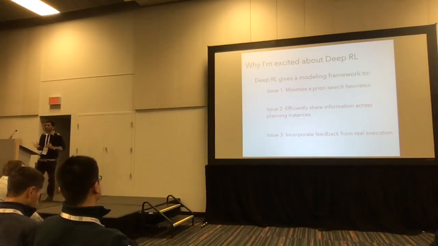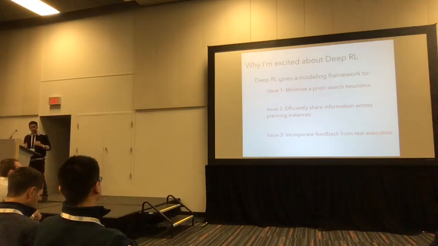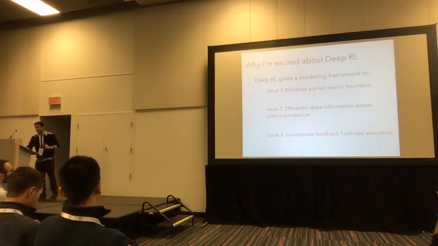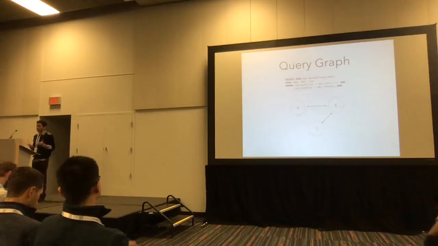And the premise of this talk, in some sense the punchline of this talk, is that DeepRL gives us a rigorous modeling framework to figure out how to address each one of these three problems. It is a formal way to think about all three of these problems by parameterizing the planning problem with something like a neural network. So let's talk about how we do that.